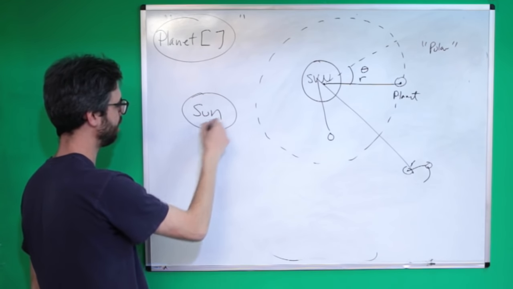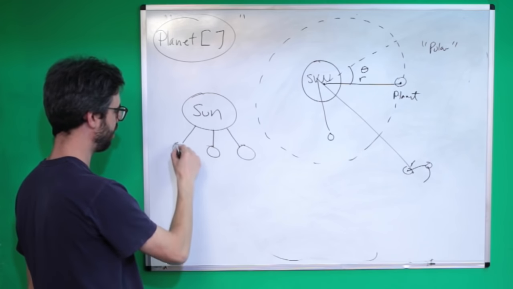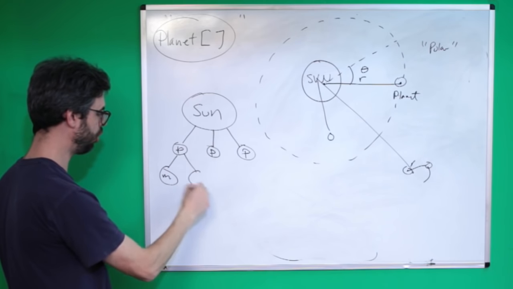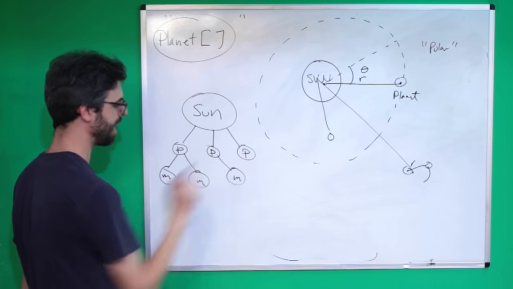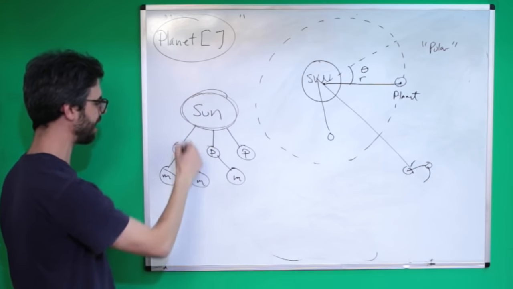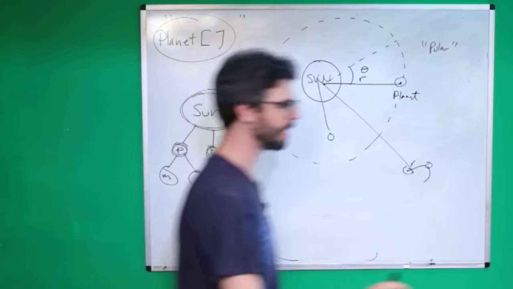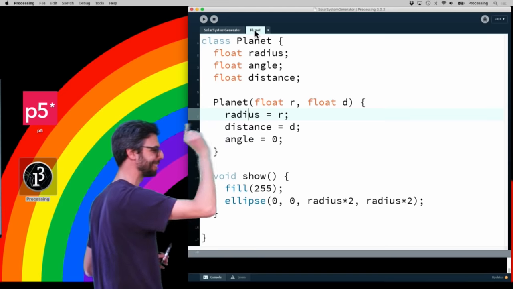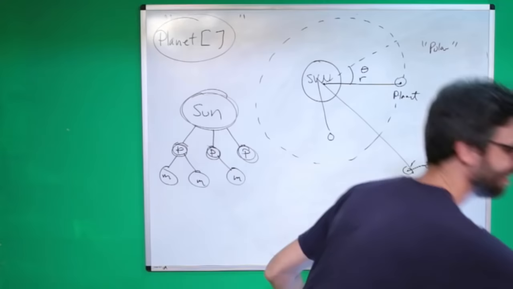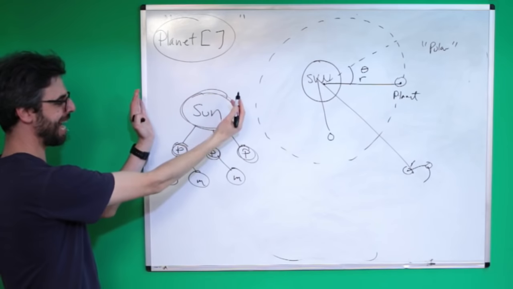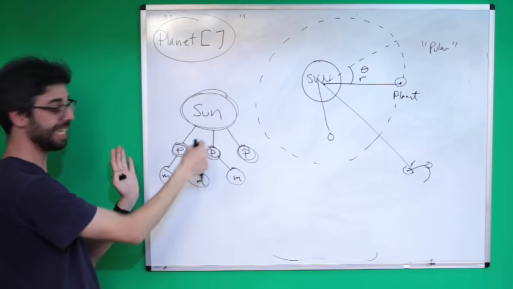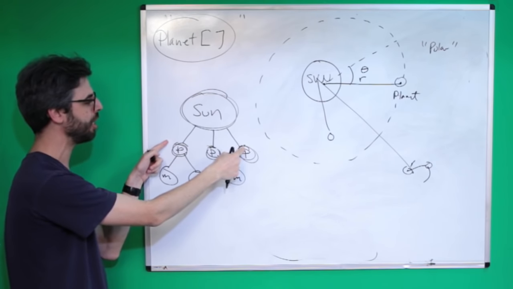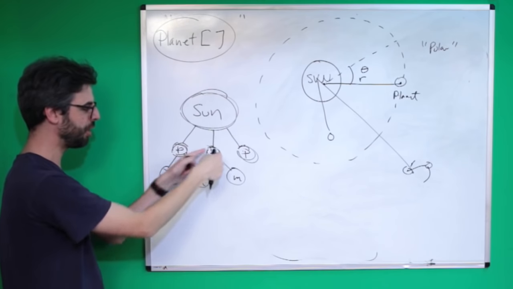I have a sun, and the sun might have 3 planets rotating around it. And this planet might have 2 moons rotating around it. This might have 1 moon, and that might have no moons. Well, each one of these is a planet object. So what are the properties of a planet object? The properties are, oh, dramatic moment ruined, radius, angle, distance. Radius, the size, angle, where is it in its rotation, and distance, how far is it away. And also, children planets, things that are rotating around it. So the sun has 3, this has 2, this has 1, this has 0.